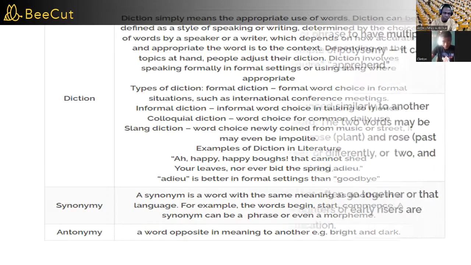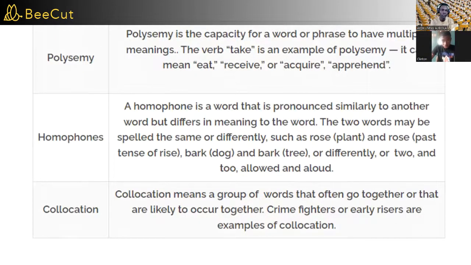Okay. The next thing we will look at here now is polysemy. Polysemy here is the capacity for a particular word or phrase to have multiple meanings. When a particular word or phrase has multiple meanings, this is called polysemy. That's the capacity of the word. For example, the verb take is an example of polysemy because it has a lot of meanings. It could mean eat, it could mean receive, it could mean acquire, it could mean apprehend.